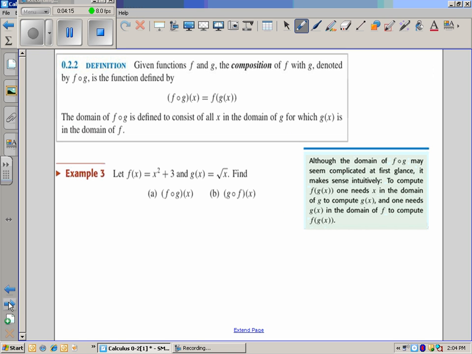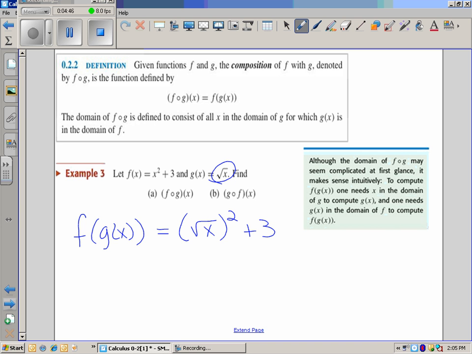Okay, so the definition now, we're going to move from combinations into composition, where we're actually generating a third function, okay? And all we're asked to do here is to find f of g of x and g of f of x, okay? So remember, that means for f of g of x, we're going to plug g of x into f of x. So anywhere we see an x, we're going to plug in the square root of x. So this is really going to be the square root of x quantity squared plus 3.